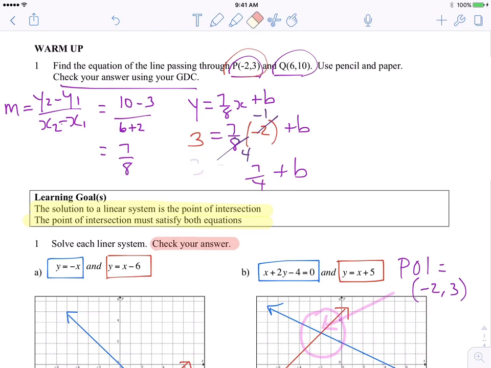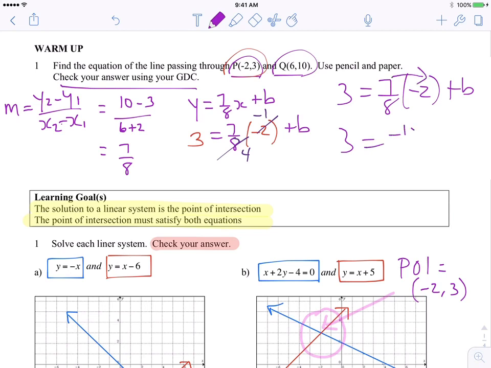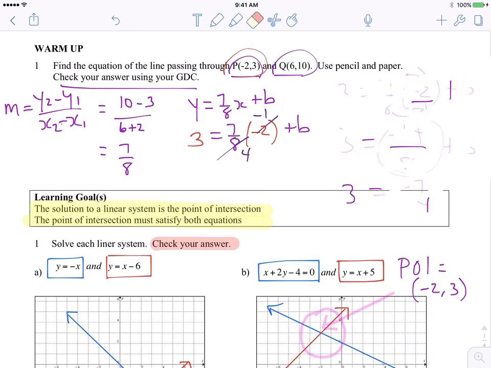And if that confused you, let me just show you something else here. What we could have done, if that makes more sense to you, is 3 equals 7/8 times negative 2 plus b, and we say 7 times negative 2 is negative 14, and 8 times the imaginary denominator of 1 is 8, plus b. Then if you reduce negative 14 over 8, you'd get negative 7/4. So that's really what we did, but we saved ourselves that reducing process by cross-reducing right here.